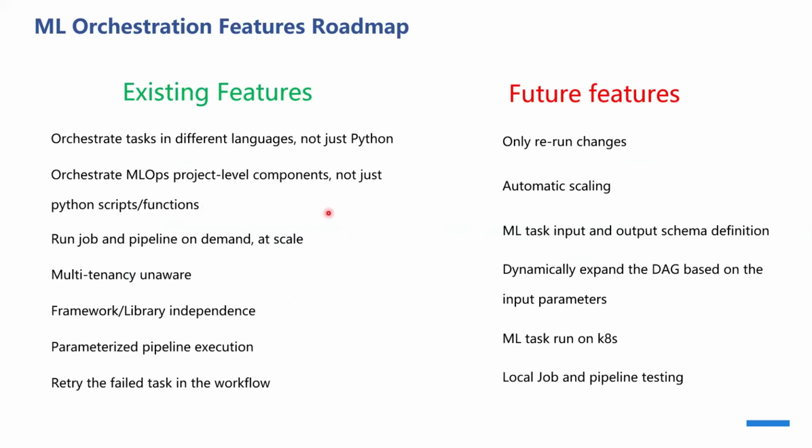So about the existing features, we support different languages. You can put not only Python, you can put Shell, Java, and even some Scala in the existing ones. And also we are project level. We support multi-tenancy, and we can run the job and the pipeline on demand and scale. And also the framework library is independent. They use separate folders. There are separate workers, and you can parallelize the pipeline executions.